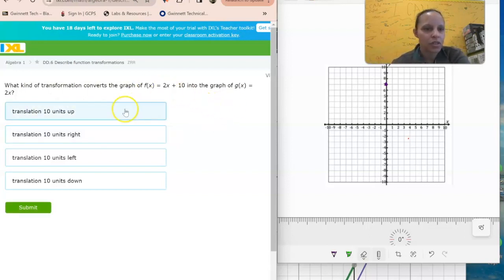All right, what kind of transformation is this to this? All right, so what changed? The plus 10 completely disappeared. So it went from plus 10 to plus 0. So it goes from 10 outside y to 0. So it goes down 10.